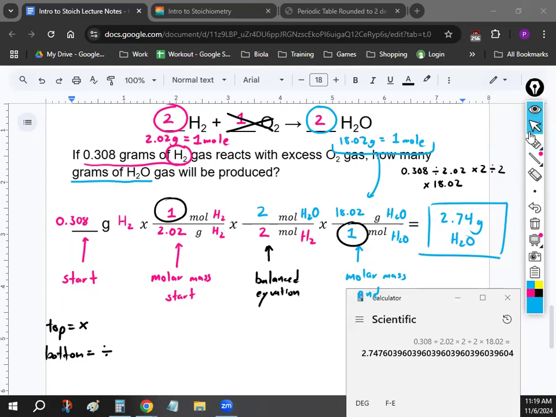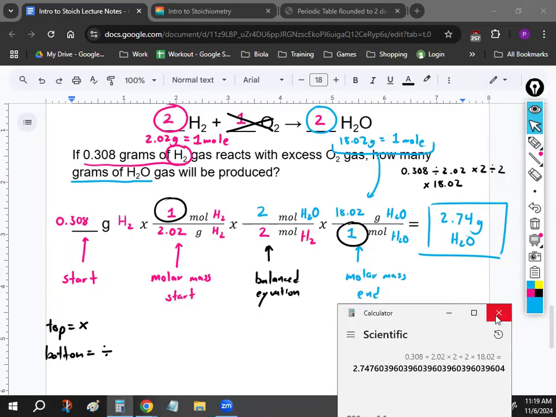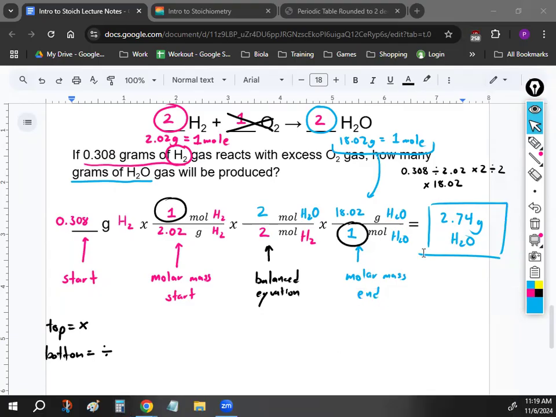So when we blew up the balloon, the hydrogen gas reacted with oxygen, and we made 2.74 grams of water, which is why you couldn't see it. It's so little water that you can't really see it. All right, and that's it for the calculations. Any questions about this whole setup?